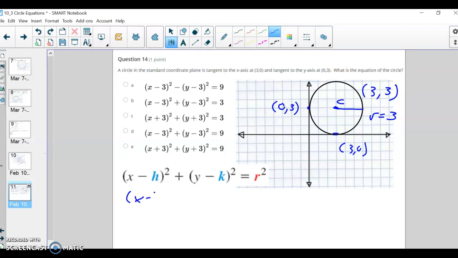So I do x minus 3 squared plus y minus 3 squared. And then the radius squared is just 3 squared, which is just 9. Okay, and so that gives me that equation right there. All right, that is it.